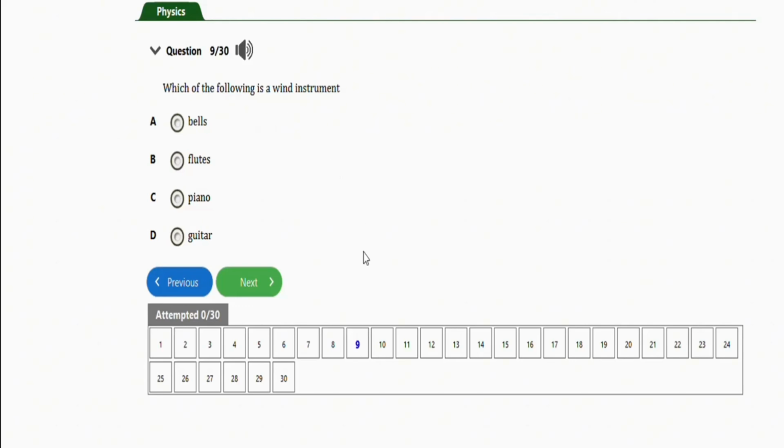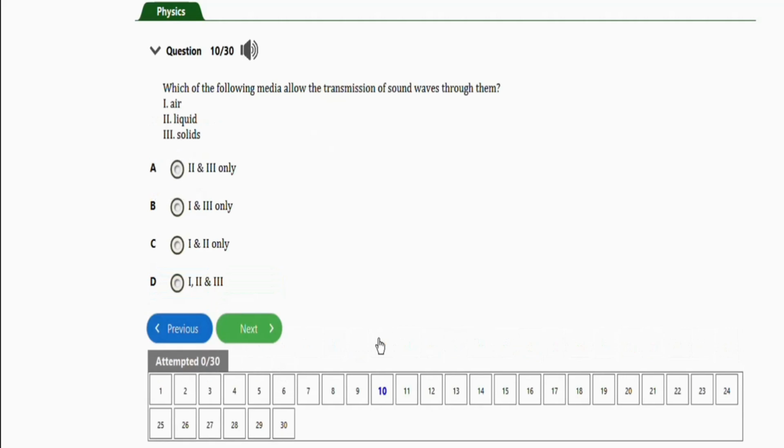Alright, the next question will be this one. It says, which of the following media allow the transmission of sound waves through them? We have air, liquid, solid. So this question is very, very simple. All of them can allow sound waves to pass through them. So the correct option here is what? Option D, I, II and III.